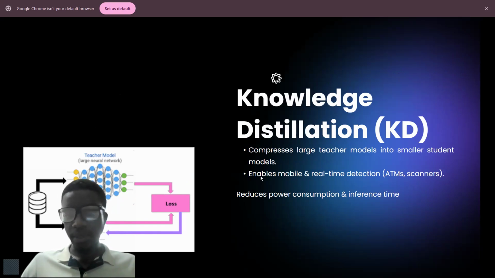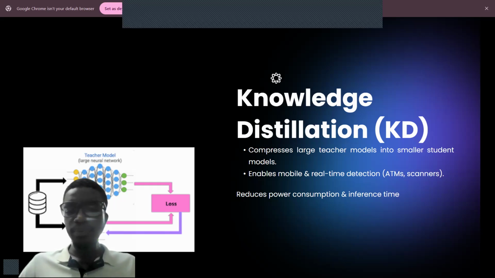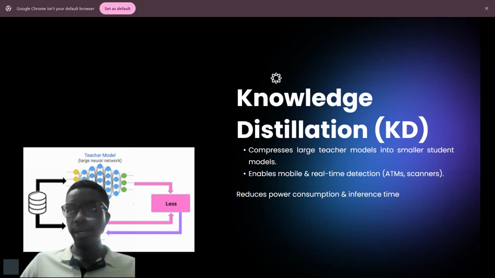For example, in our field of study, we can have a master model, like the teacher model, which will take in samples of counterfeit and real notes. Then we shall also train a student model, and this student model will be using data from the master model, the teacher model, but having a lot of accuracy while using less data compared to the teacher model. One advantage is that it reduces power consumption and inference time. Like I was saying, it's accurate and takes less time compared to where one uses the teacher model alone.